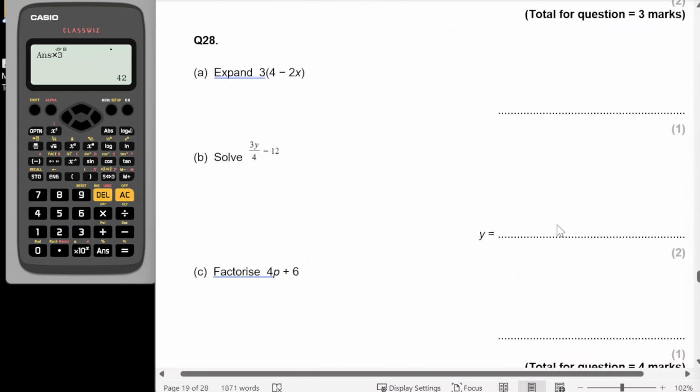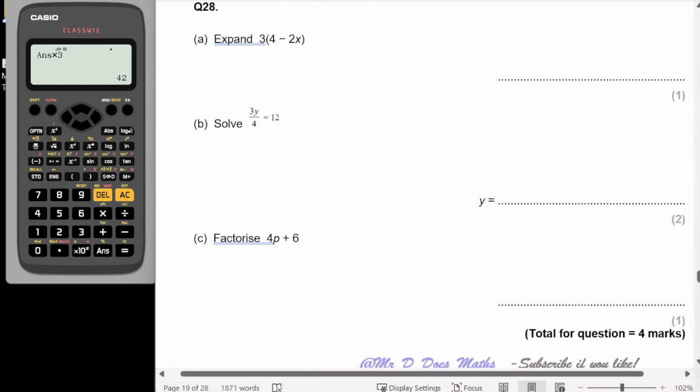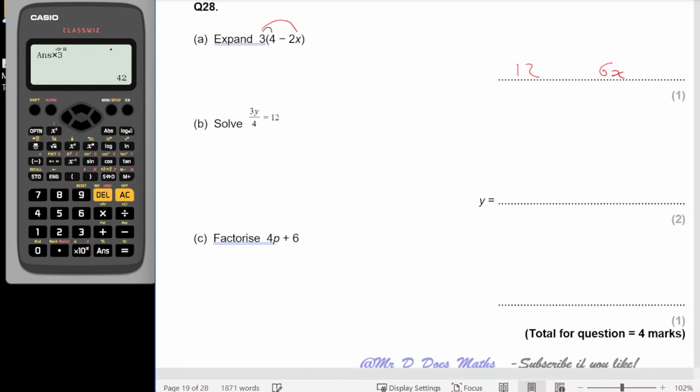Right, question 28, expand. So expanding this bracket, 3 times by 4 would give us 12, and 3 times by 2x would give us 6x, and then the negative in the middle will stay the same. So 12 minus 6x. Solve, I'm going to times by 4, then divide by 3, so y is going to be equal to 12 times by 4 divided by 3, and I'm going to do that, so that's going to be 16. And again, you can use your calculator to use that, that's absolutely fine.